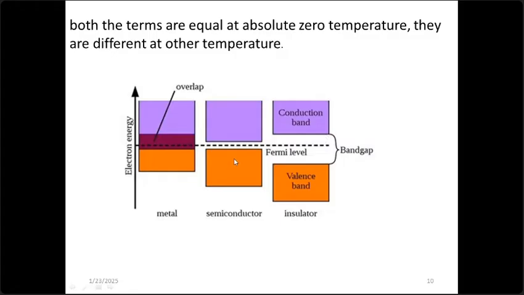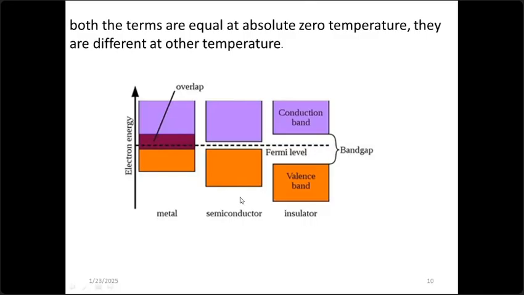Now, for a semiconductor, there is a smaller gap. There is no overlap between the conduction band and the valence band. And the Fermi level is imagined to run across the middle of the energy gap. And you can see the energy gap is quite small for a semiconductor as compared to that of an insulator. The energy gap is quite large.